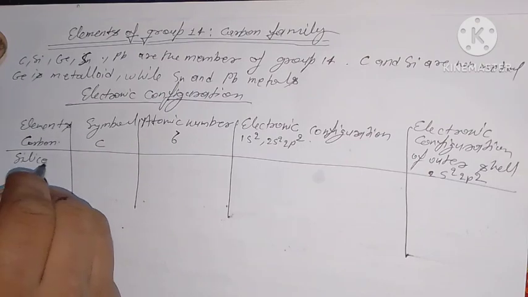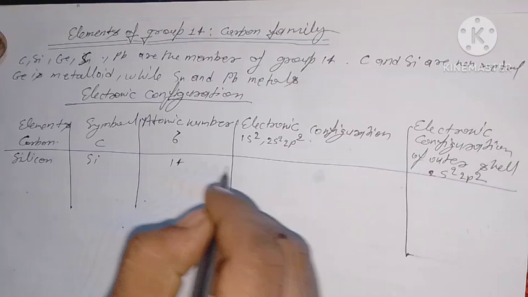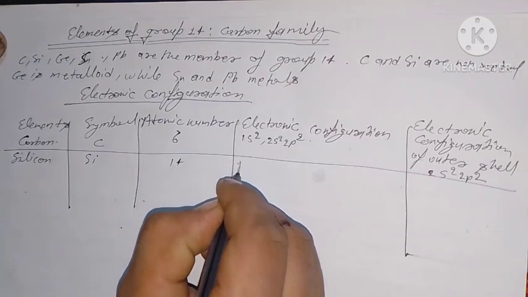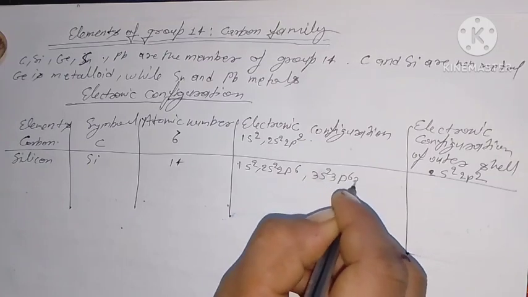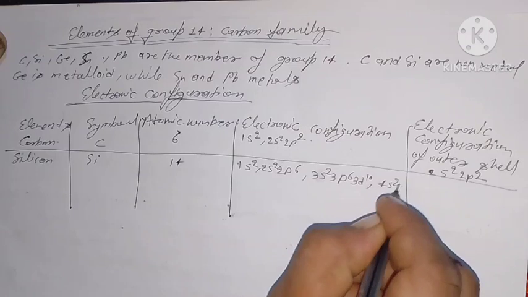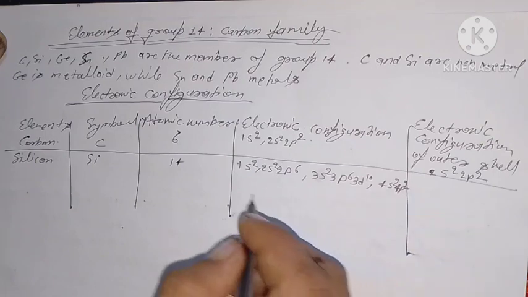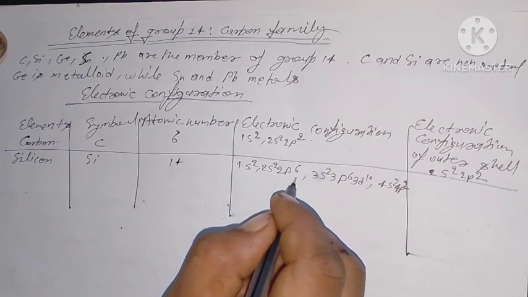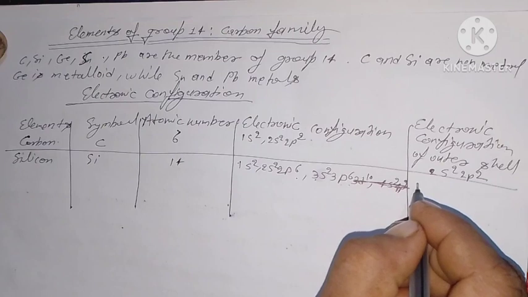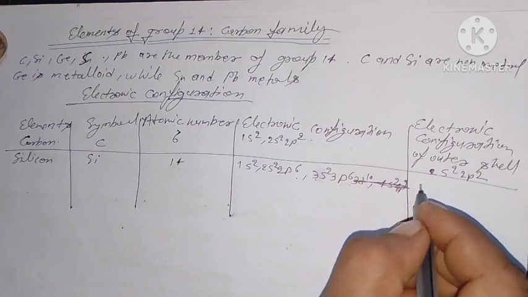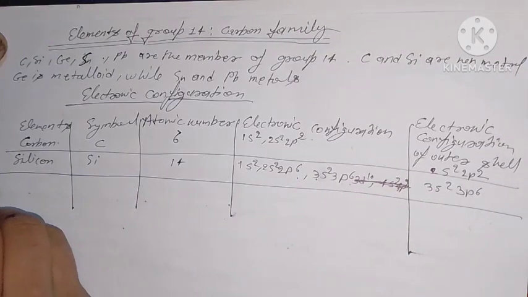Next element, silicon. Symbol Si and atomic number 14. Electronic configuration 1s2, 2s2, 2p6, 3s2, 3p2, and electronic configuration of the outer shell 3s2, 3p2. Next element is germanium.